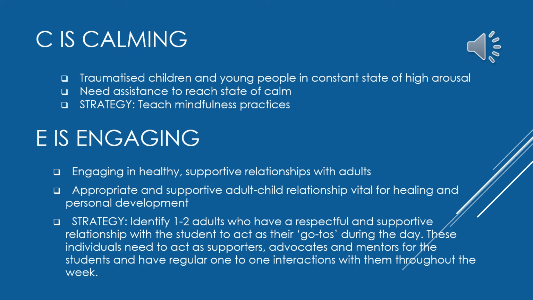E is engaging. A fundamental aspect of caring for traumatized children is engaging them in relationships with adults. Appropriate and supportive adult-child relationships are vital for their healing and personal development. The strategy here is to identify 1 to 2 adults who have a respectful and supportive relationship with the student to act as their go-tos during the day. These individuals need to act as supporters, advocates, and mentors for the student and have regular one-to-one interactions with them throughout the week.